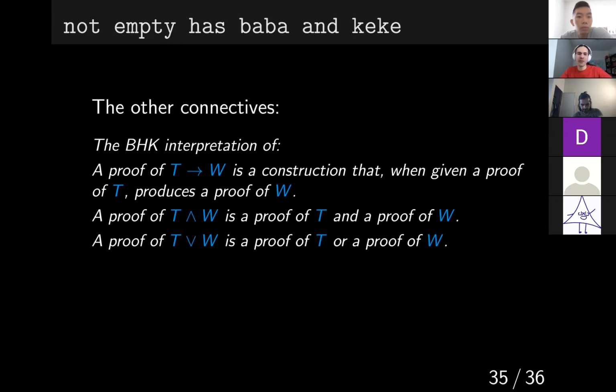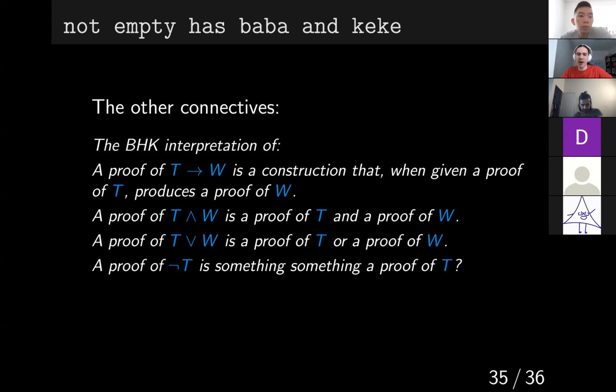Now, what about the interpretation for not? Well, we run into a bit of a problem because we'd like to say a proof of not T is something, something, a proof of T. And that's a bit of an issue because a proof of not T should not involve a proof of T. So I leave that as an exercise to you. You definitely can make negation work in type theory, but I'm not going to tell you how to do it.